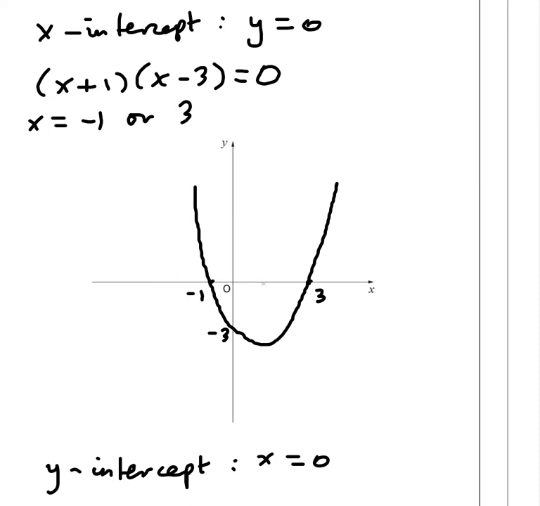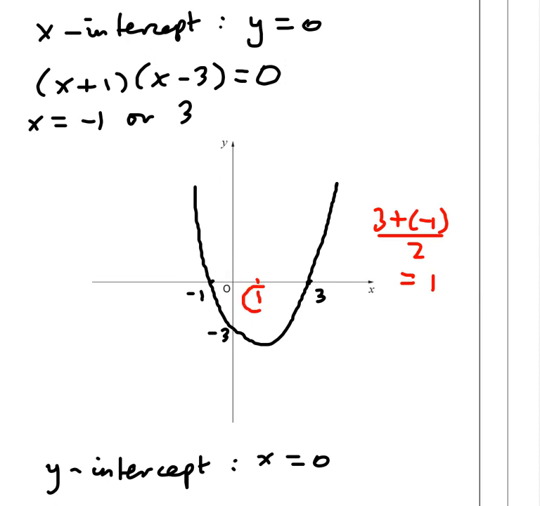And then to find the turning point, you can start by finding the x-coordinate of the turning point. That would just be the average of these, so we start by finding the midpoint. So 3 plus -1 over 2. That would be 2 divided by 2, which is 1. So that would be 1.